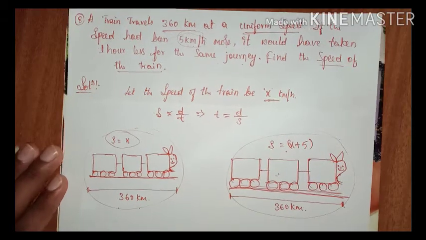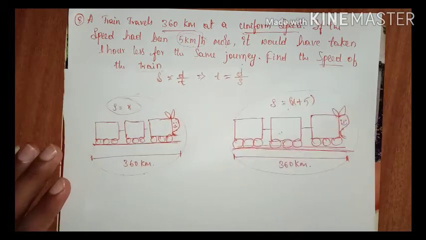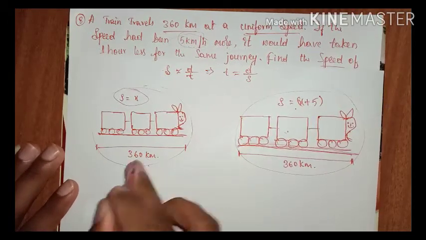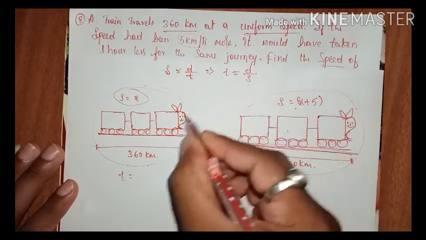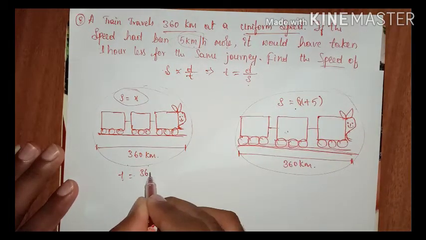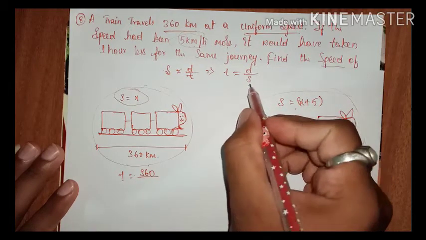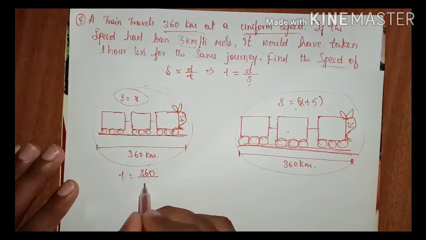Now for the first train, time is how much? Time is equal to distance by speed. Distance is how much? 360 kilometers divided by speed. Speed is how much? x.